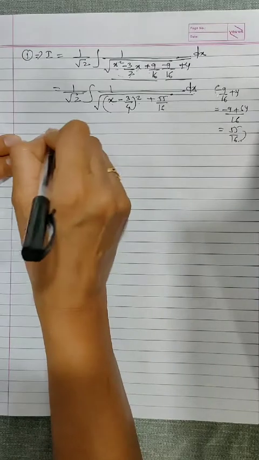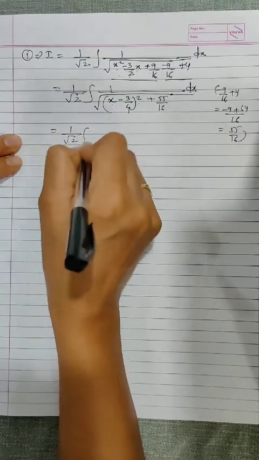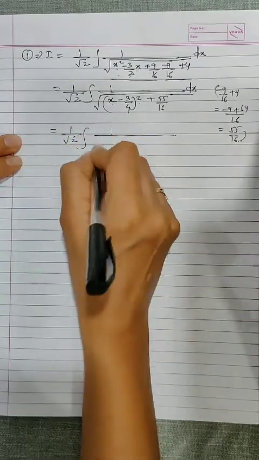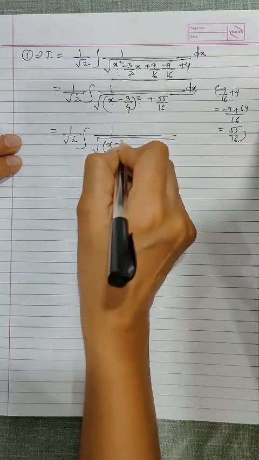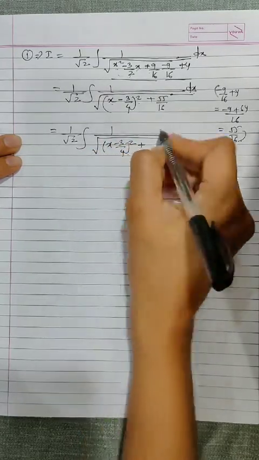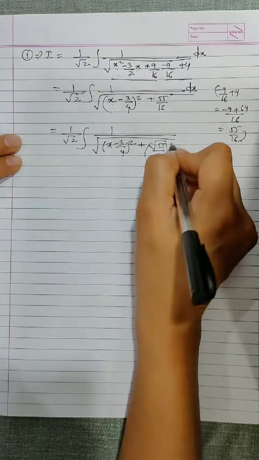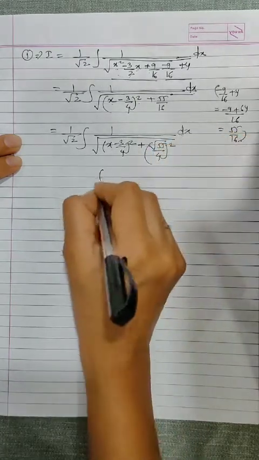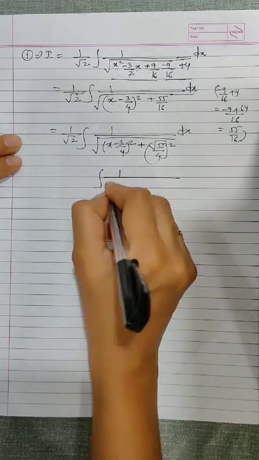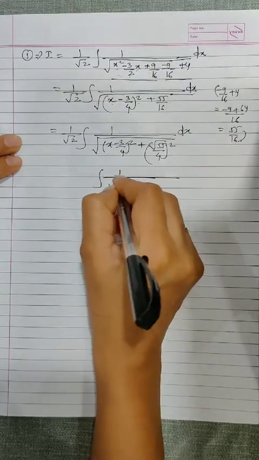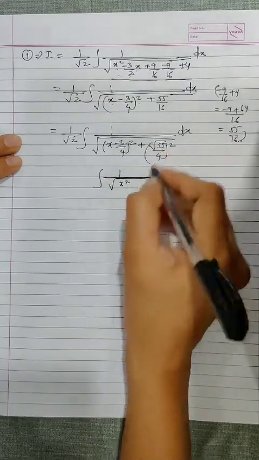Now it is equal to 1 upon root 2. Now make it a special integral. So 1 upon x minus 3 by 4 square plus under root 55 by 16, which means 4, whole square dx. Now convert to the special integral. The first term is under root x square and this is plus a square.